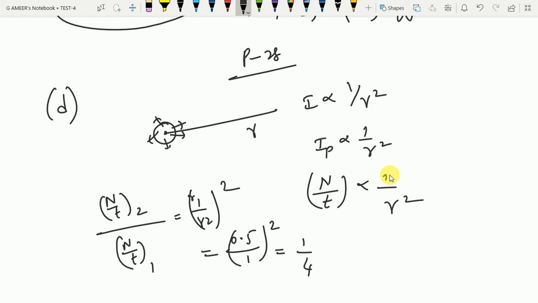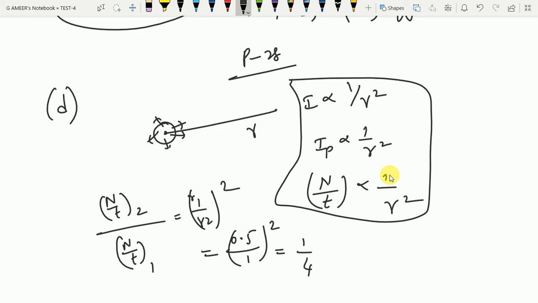The number of photoelectrons depends on the distance. Obviously, as you go farther, the brightness decreases. When brightness decreases, intensity decreases, which means the number of incident photons decreases. So what is the relation? I is directly proportional to 1 by r square. I taught you this: intensity depends on the distance in case of sound waves as well as waves on a string. You can see it in the sound wave chapter, you will find it.